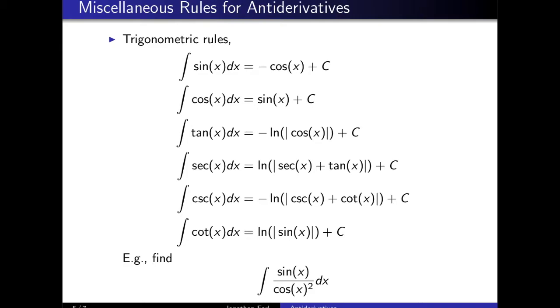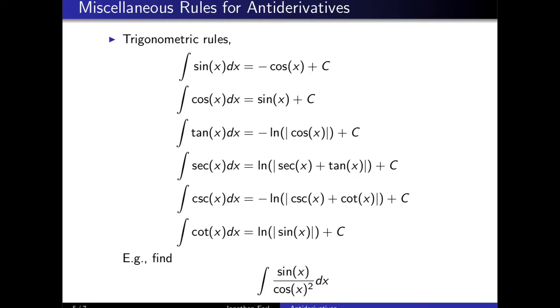Okay, so then there are a couple of trig rules. The main ones that you'd be expected to know are the sine and the cosine ones. The other four we don't really need to know now, and we also wouldn't be able to show where they come from. But sine and cosine, you should know. We know that the derivative of sine is cosine, but the antiderivative of sine is minus cosine. And the derivative of cosine is minus sine, but the antiderivative of cosine is sine.